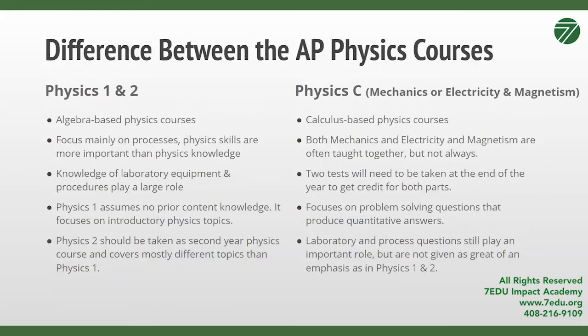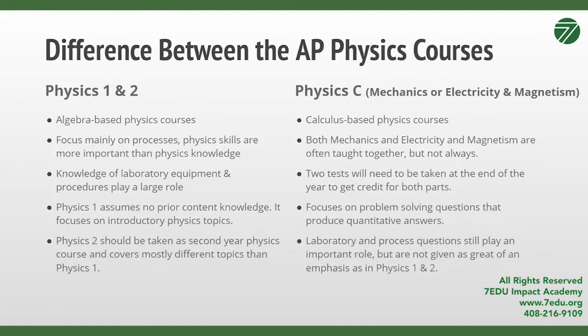So, like I said, there are 4 different AP physics courses. There's Physics 1 and 2, and then the Physics C exams. Physics 1 and 2 are fairly new courses, only a few years old. They used to have A, B, and C, and then they got rid of A, and basically replaced B with Physics 1 and 2.